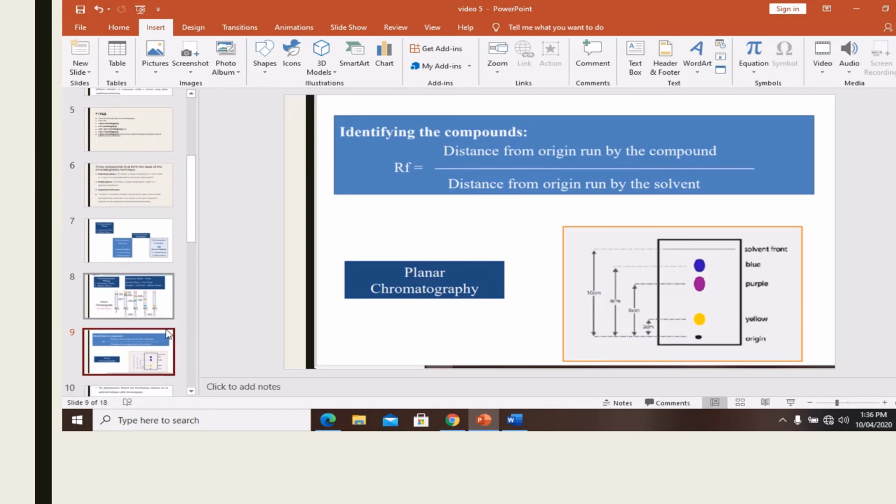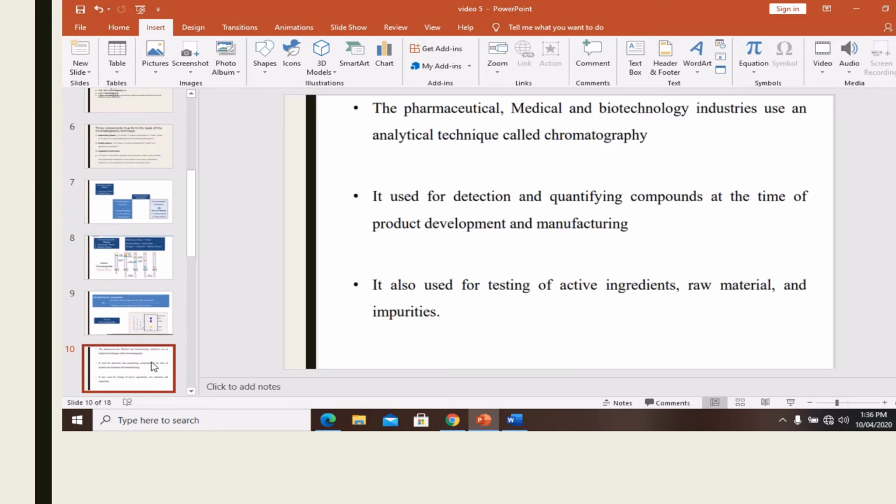The pharmaceutical, medical and biotechnology industries use an analytic technique called chromatography. It is used for detecting and quantifying components at the time of product development and manufacturing. It is also used for testing of active ingredients, raw materials and impurities.